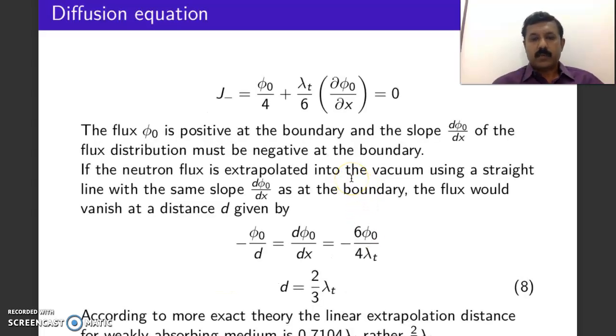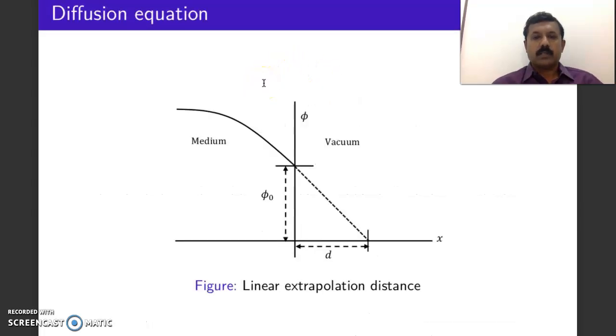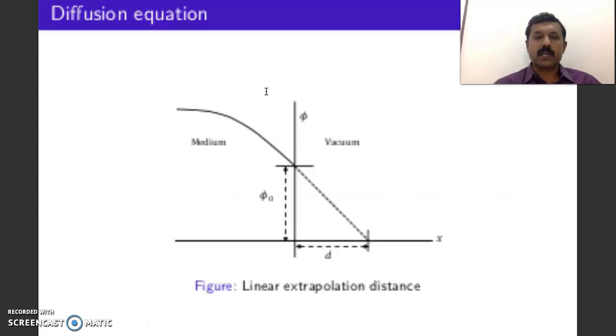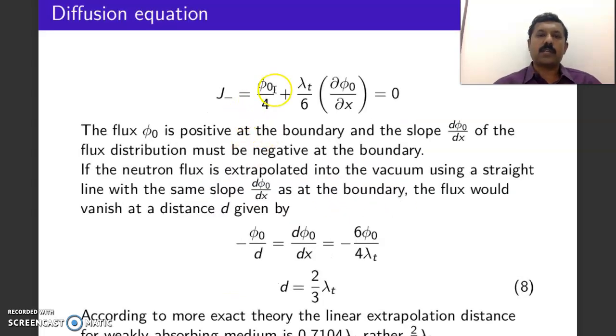What is that linearly extrapolated distance? We can use this equation. You can notice here there is no neutron coming in the negative direction. No neutron will come in this direction. We only have neutrons coming from this direction. Hence, we have to take only J minus, that is the number of neutrons or the neutron density in the negative direction. These neutrons will be equal to 0. Therefore, we write J minus, which is equal to phi naught by 4 plus lambda by 6 into dou phi by dou x, that will be equal to 0.